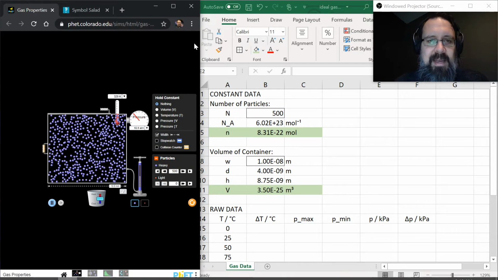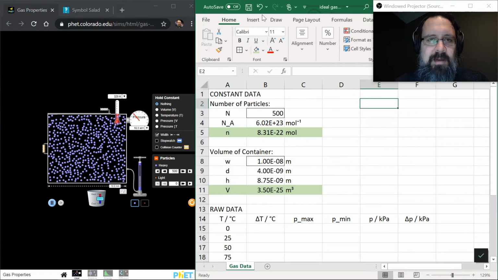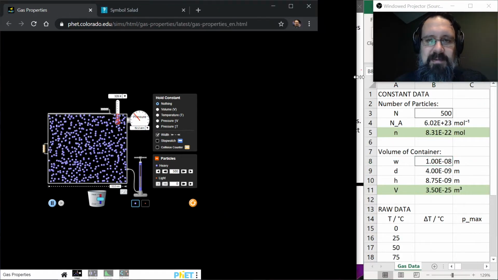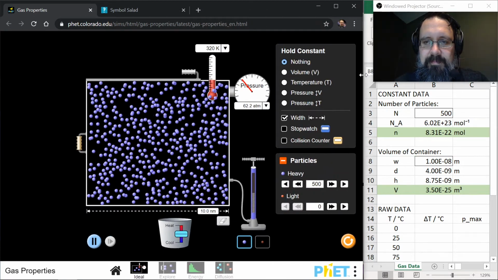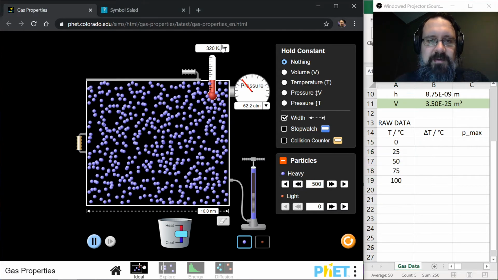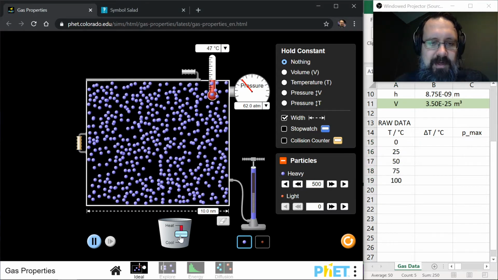Now that I've got my constant values set up and I know what I'm doing for this experiment, it's time to show you how to collect the data and how to estimate the uncertainties. First, we'll start with the temperature. We've already decided on our range of temperatures, so we're going to go between 0 and 100.